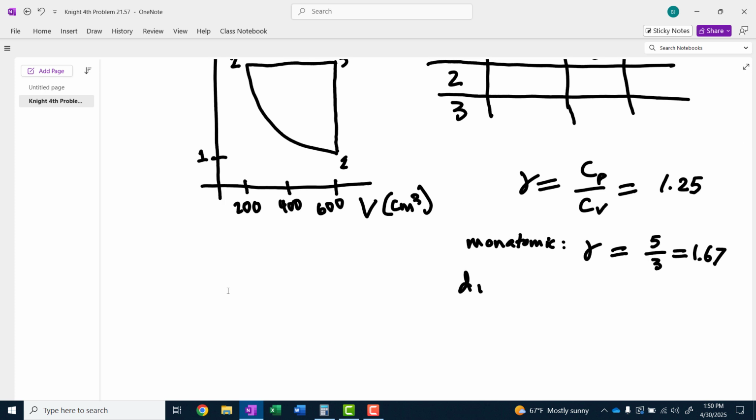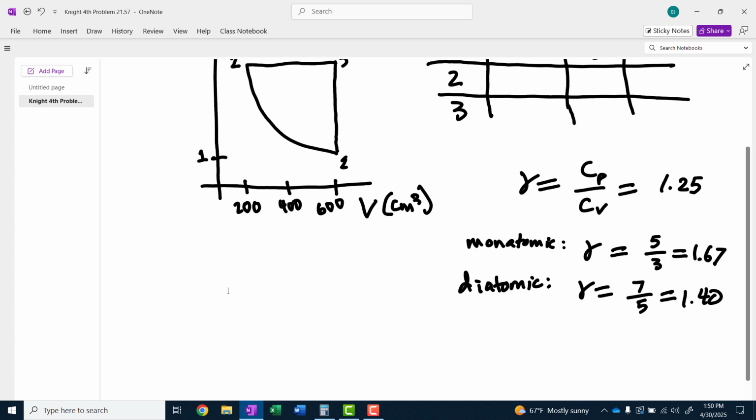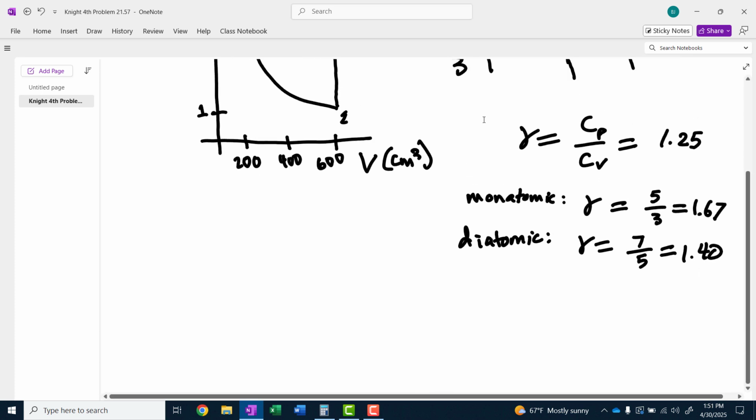And then for diatomic at normal temperatures, there's 5 degrees of freedom, 3 translational and 2 rotational. So we put the 5 in the denominator and then a 7 up top, and that's the 1.4. Well, this specific heat ratio, gamma, is neither of those numbers. 1.25 is neither. So this is not a diatomic gas and it's not a monatomic. It's something different.